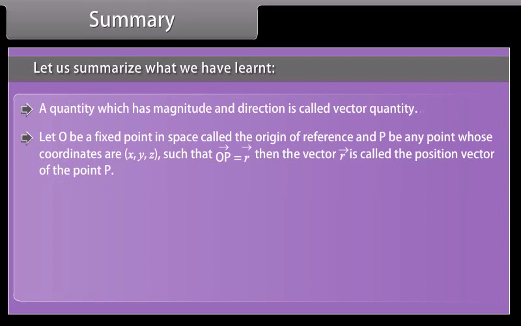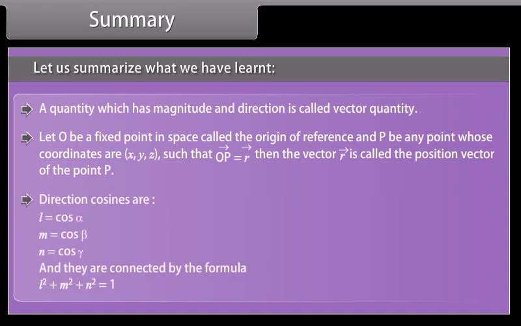Let O be a fixed point in space called the origin of reference and P be any point whose coordinates are x, y, z such that vector OP is equal to vector r. Then the vector r is called the position vector of the point P. Direction cosines are l equals cos alpha, m equals cos beta, n equals cos gamma, and they are connected by the formula l squared plus m squared plus n squared equals 1.